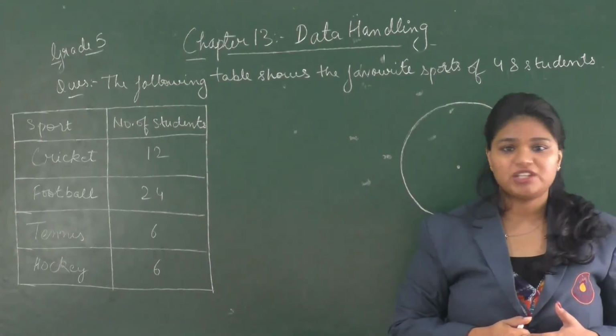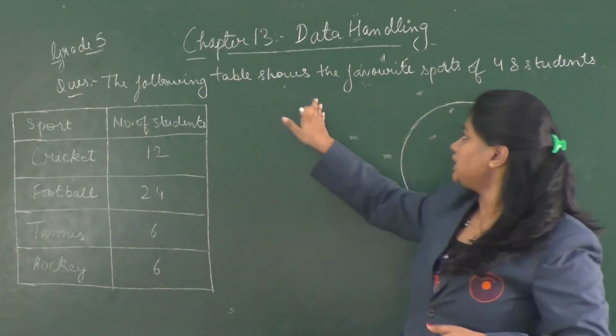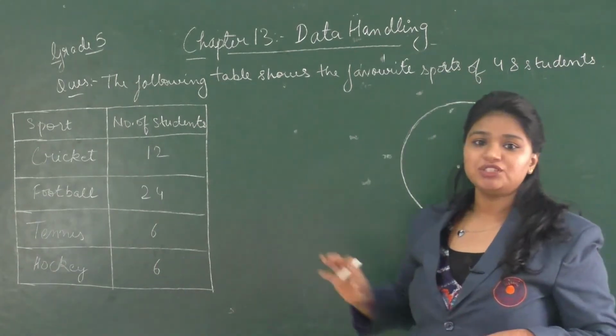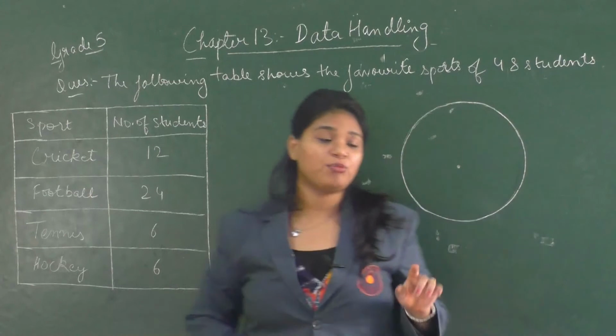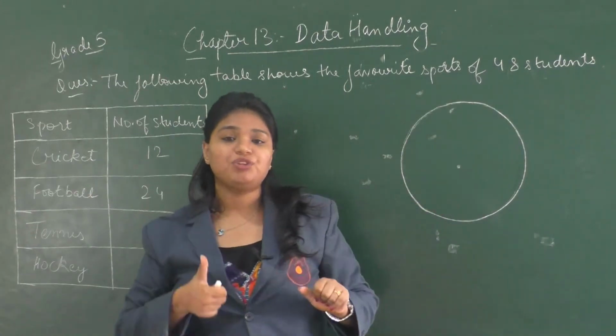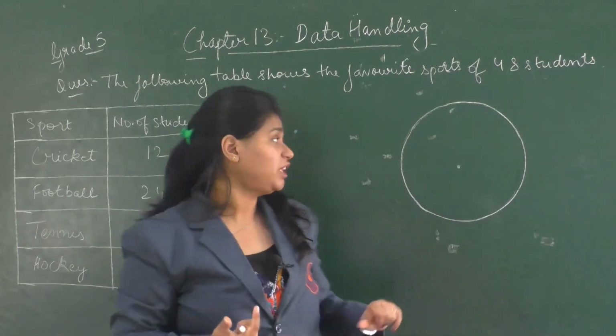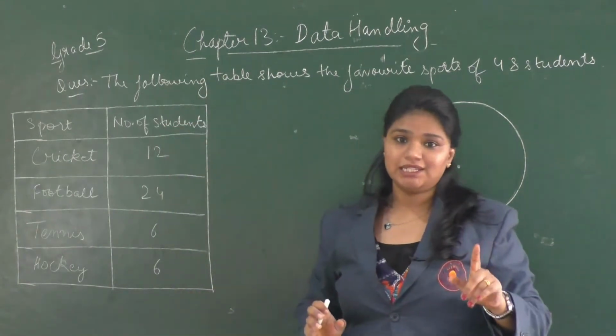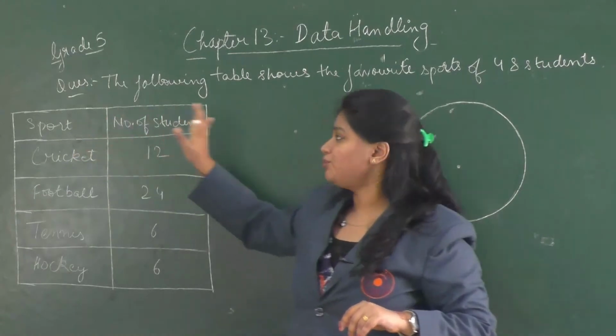Okay, so here we have a question which says, the following table shows the favorite sport of 48 students. Now you need to represent this data in the form of a pie chart. Now to represent it in the form of a pie chart, we need to draw a circle. Now here we have a table that tells the sport and the number of students.